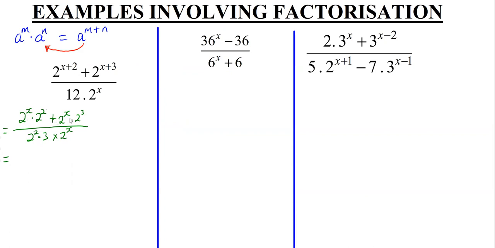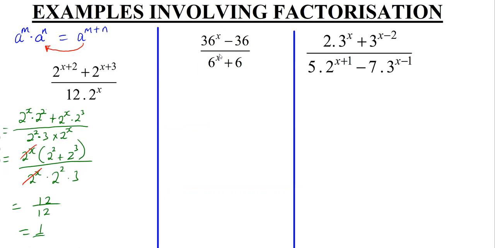Now here is 2^x. What you need to do is factor out 2^x, because it's common. Then in the bracket you've got 2 to the power of 2 plus 2 to the power of 3, all over 2 to the power of x times 2 to the power of 2 times 3. Then the 2^x and 2^x will cancel. And what are we left with now? We're left with 2 to the power of 3. 2 to the power of 2 plus 2 to the power of 3 is 4 plus 8, which is going to give us 12. Over 2 to the power of 2 times 3, it's going to give us also 12. Then your answer should be equal to 1.